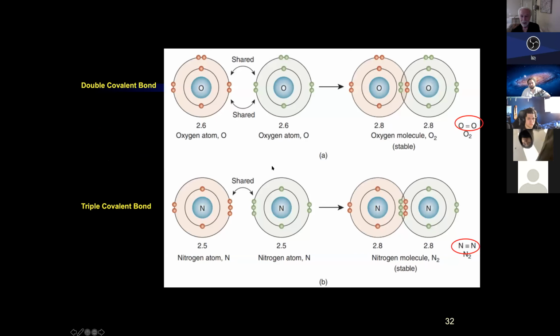And I want to make the point here that there can be a double covalent bond or a triple covalent bond. So we've just looked at oxygen, where 2 electrons from each atom are shared. So you get this configuration, and that's represented as O double bond O. In the case of nitrogen, if you form a nitrogen molecule from 2 nitrogen atoms, now there are 3 electrons from each that are shared. So that is represented as N triple bond N, or N2.